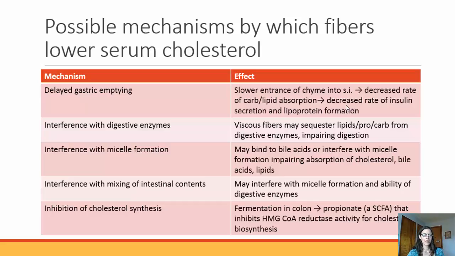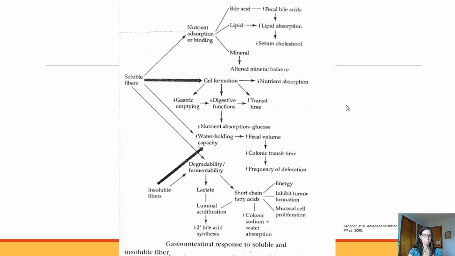We also have interference of mixing with intestinal contents. That's kind of the same as interference with digestive enzymes. And then we have inhibition of cholesterol synthesis. So as we talked about, one of the products of fermentation is short chain fatty acids, and that can result in a bile acid that inhibits the enzyme that we need for cholesterol biosynthesis.